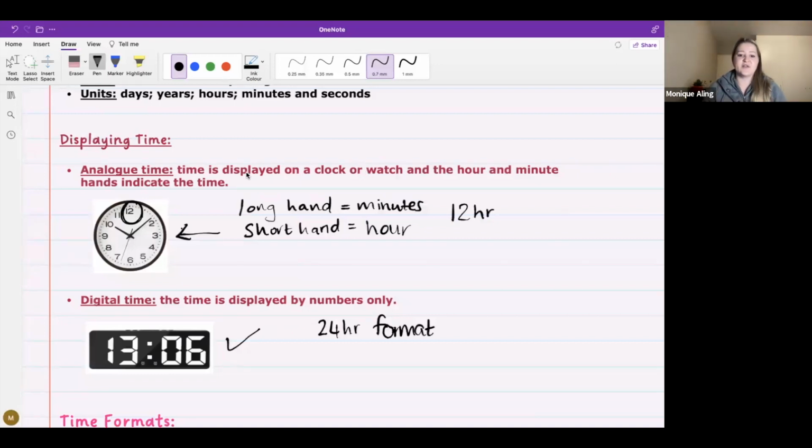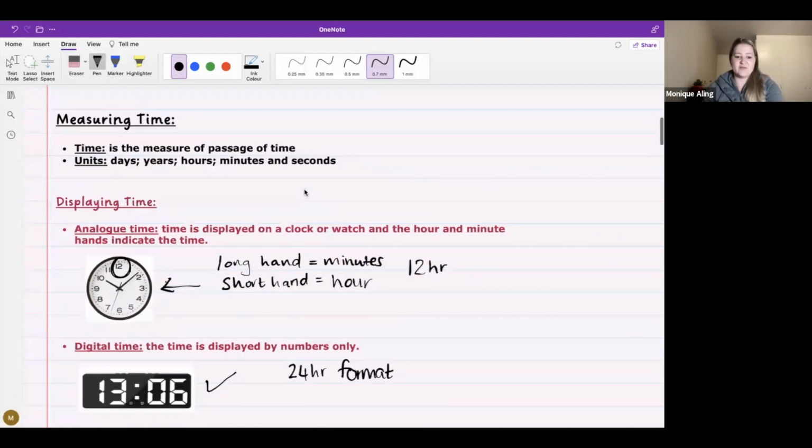Let me just quickly check the chat here. Okay, sure. So if that's all, I'm just going to quickly move up for a screenshot. Let me just zoom out a bit.